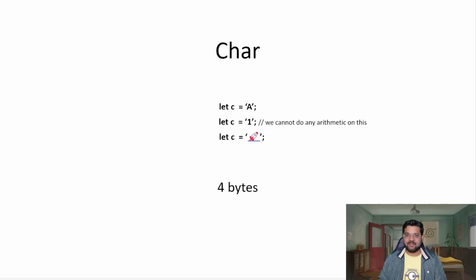We can do let c = 'A' with single quotes. We can also do let c = '1' with single quotes, but we cannot do any arithmetic on this one because it's not a number, it's a char. We can also put an emoji in char. Here I've put a rocket emoji, and in Rust, char actually takes 4 bytes.